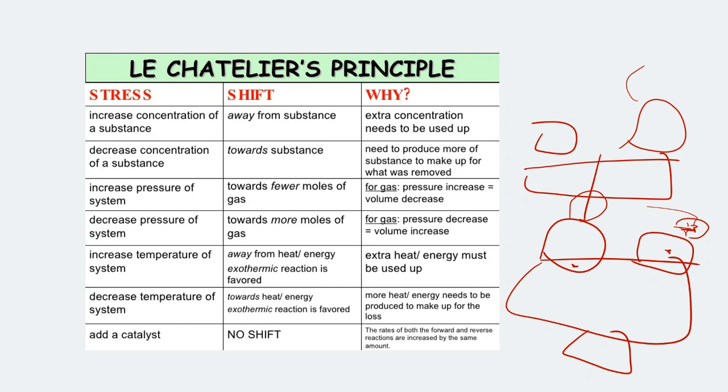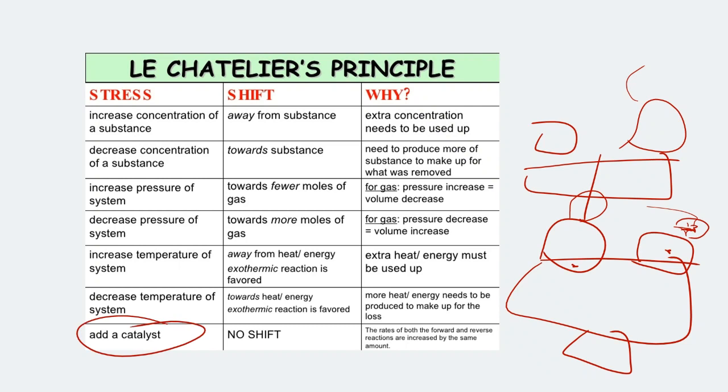With an increased temperature, it's away from the heat or energy. So exothermic is being favored in here. So extra heat, energy must be used up. When there's a decreased temperature of the system, it moves towards the heat, energy, and exothermic reaction. More heat energy needs to be produced to make up for that loss.